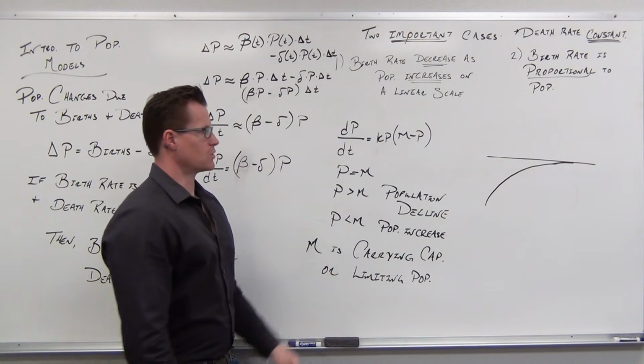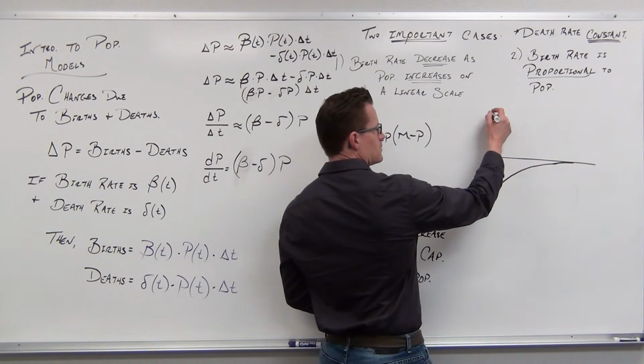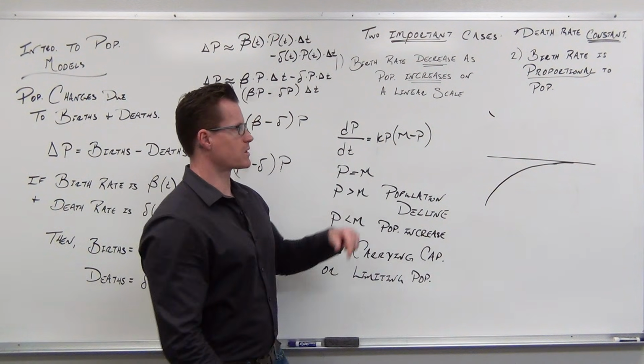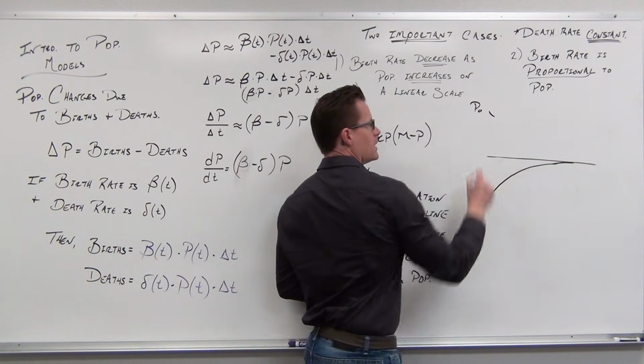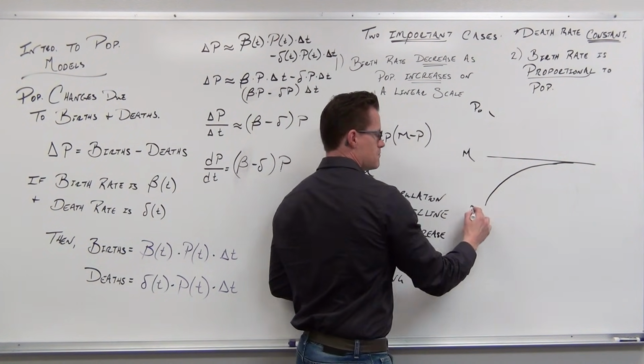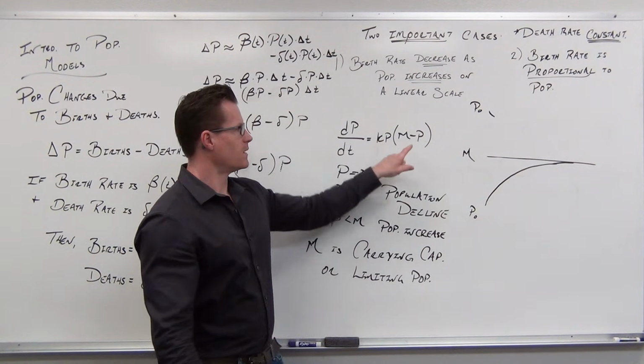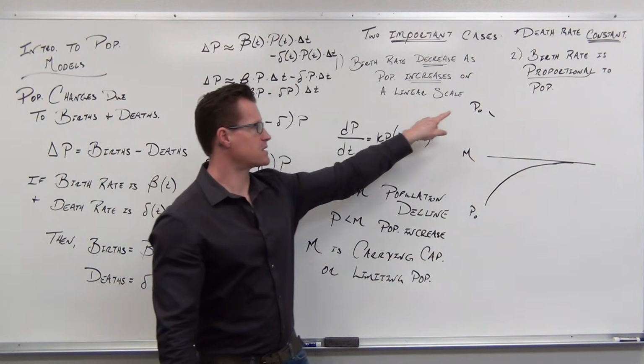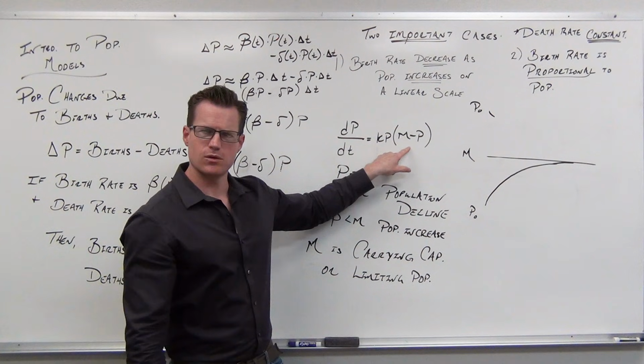Well, what if the other's true? What if we start up here? If we start with our initial population as greater than this value M, well, then what would happen? Well, that's negative. If this P is greater than M, then that would be negative.